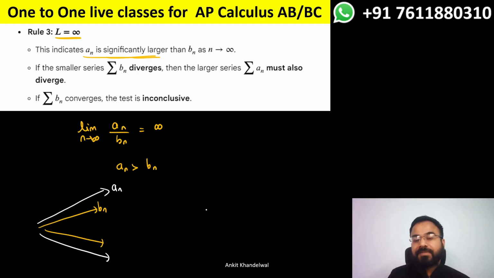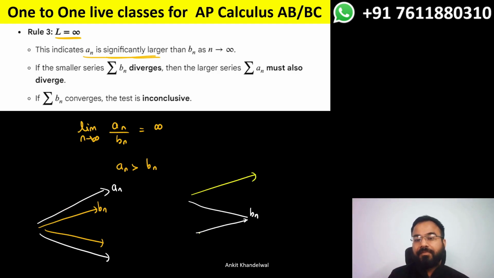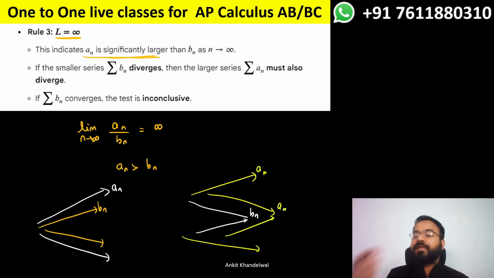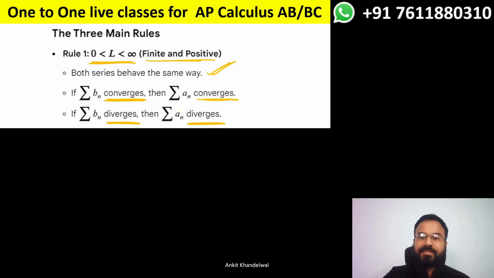But if the smaller one bn converges, then an may converge or it may diverge. So again we say the test is inconclusive. So basically we are going to use the first result. In most of the cases we are going to use the first result. If the limit is between 0 and infinity, then an and bn have the same nature.